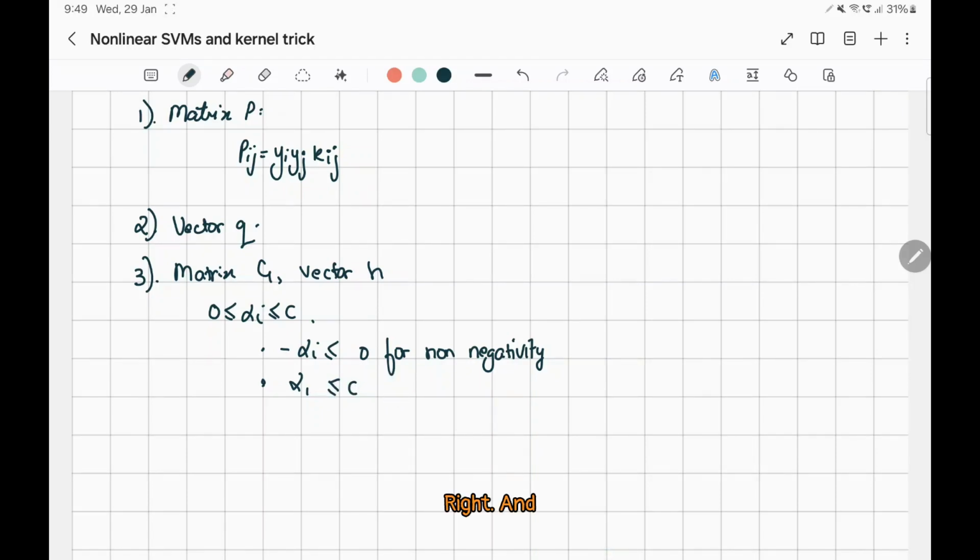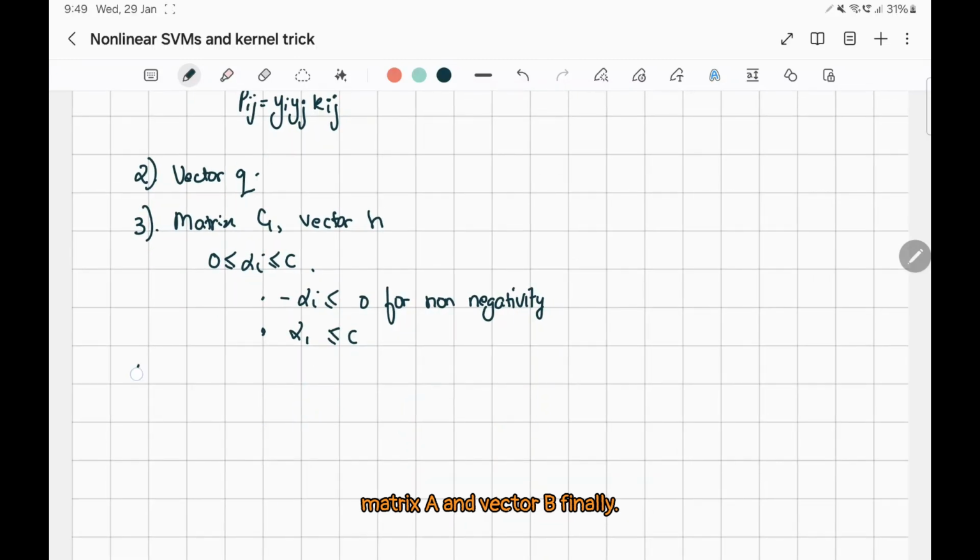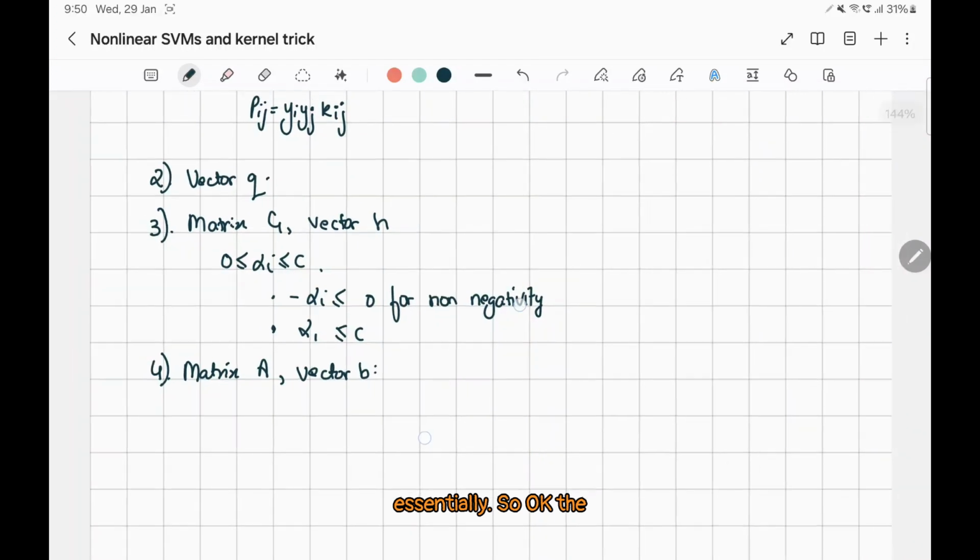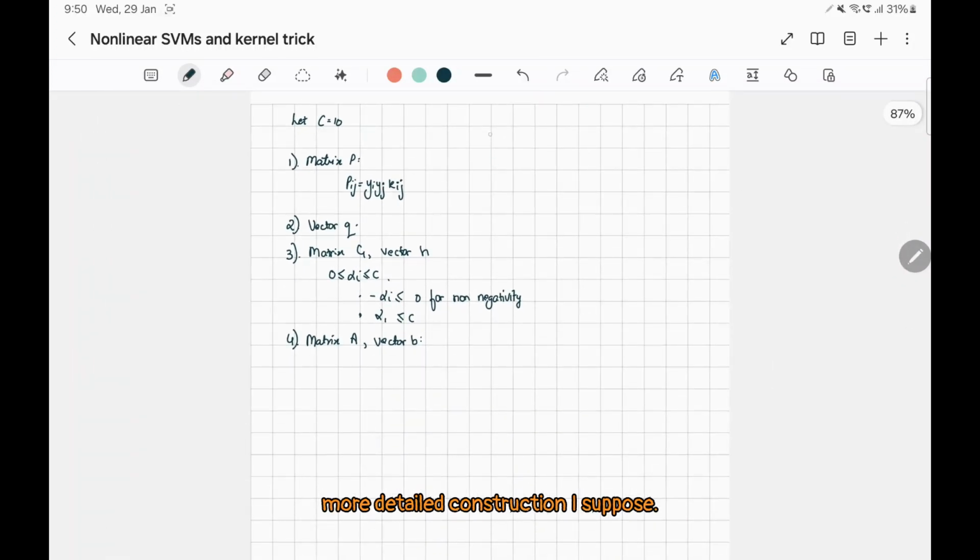right, and matrix A and vector B. Finally, I'll also show you how to construct them, but I'm just listing them out for you to probably have an idea. So they represent the equality constraint, summation i equals 1 to 4 of alpha i yi equals 0. So A is just y1, y2, y3, y4, and B is 0, right? So the solver that I'm talking about finds the alpha i that maximizes our objective while obeying these constraints, essentially. So okay, the more detailed construction, I suppose.